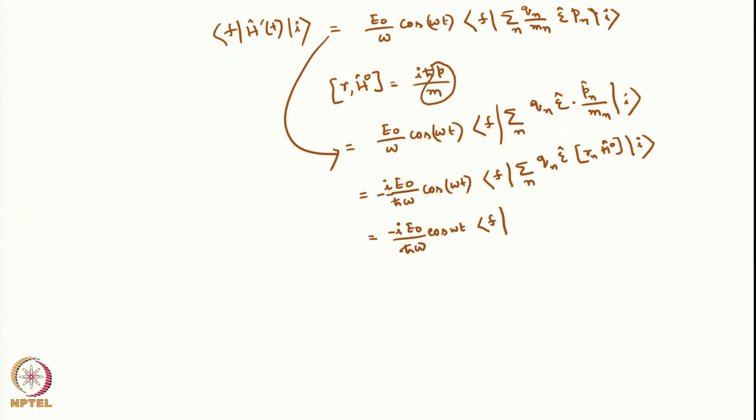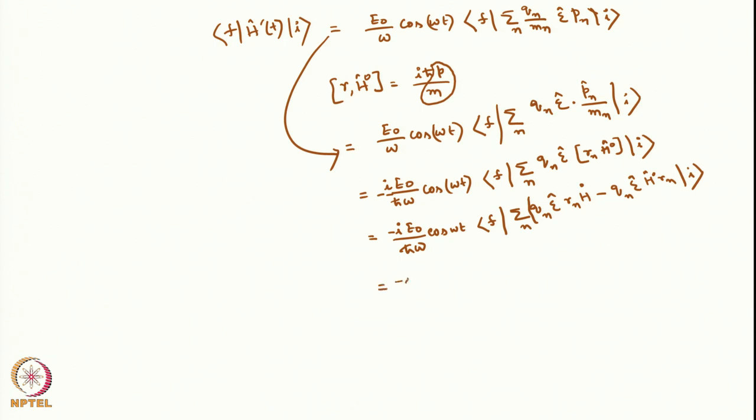Now let us expand this commutator. So this will be sigma over n q n, r n h naught minus q n h naught r n. I have just expanded this commutator r n h naught, because it will be r n h naught minus h naught r n.